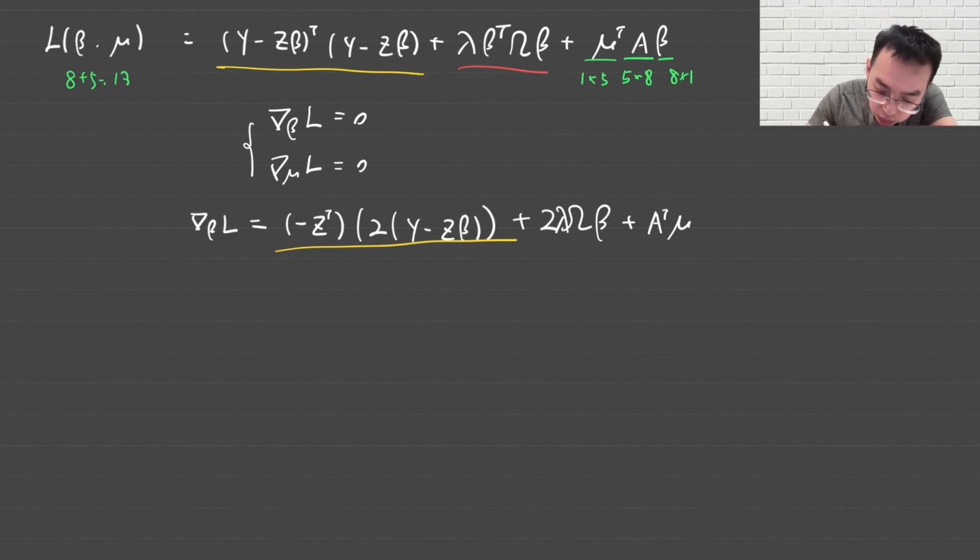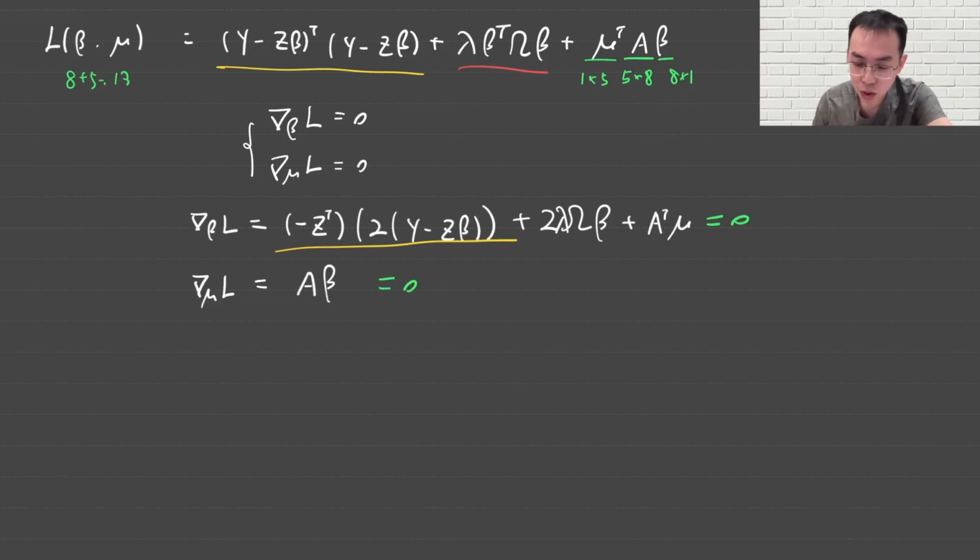Now for the gradient with respect to μ, this is easier. We're just going to get A β. So both of these terms will equal 0. This is equal to 0. This is also equal to 0. Okay, now we have a pretty nice linear system, and it turns out we can write these two equations together into one linear system in this way.